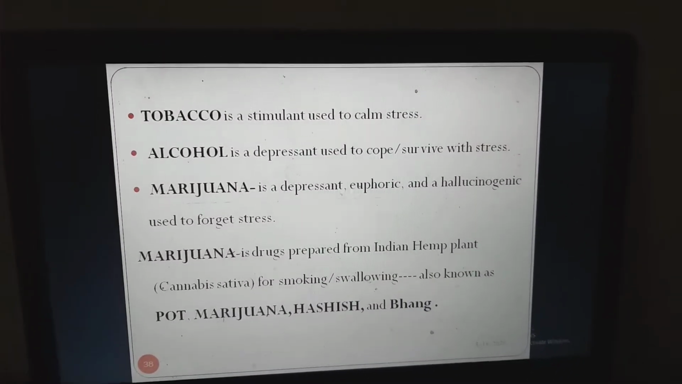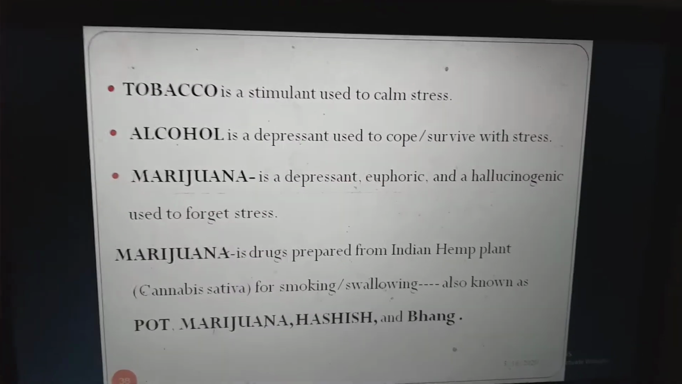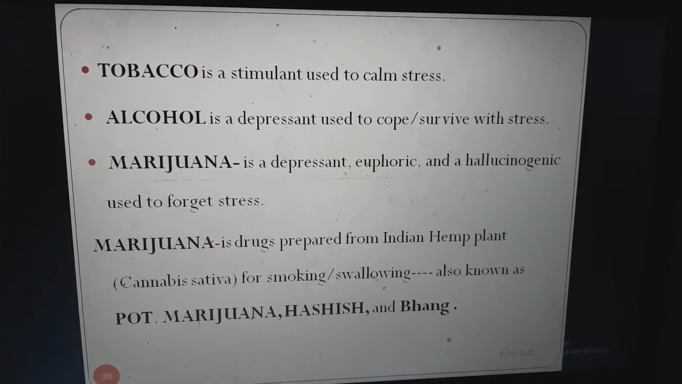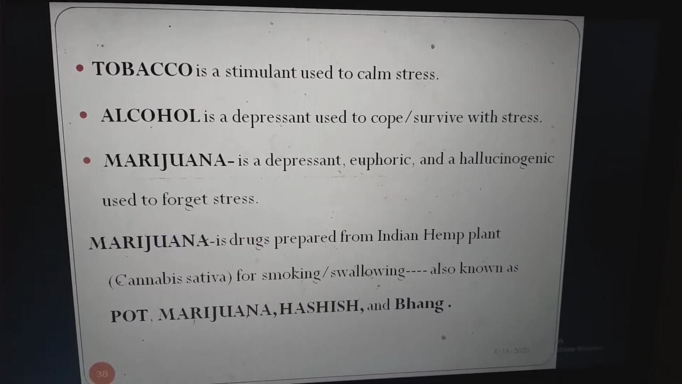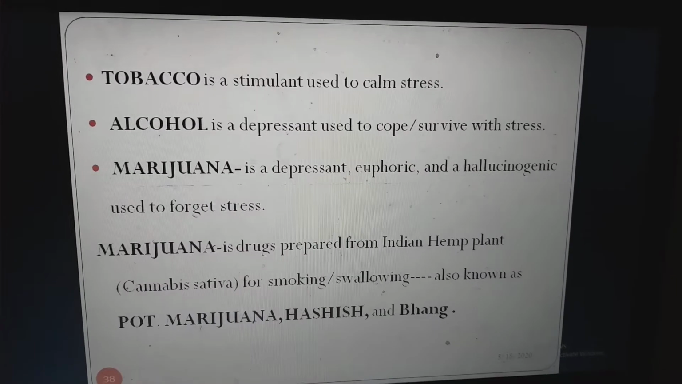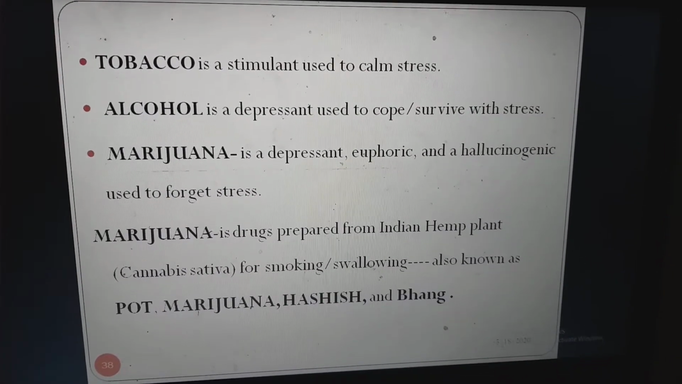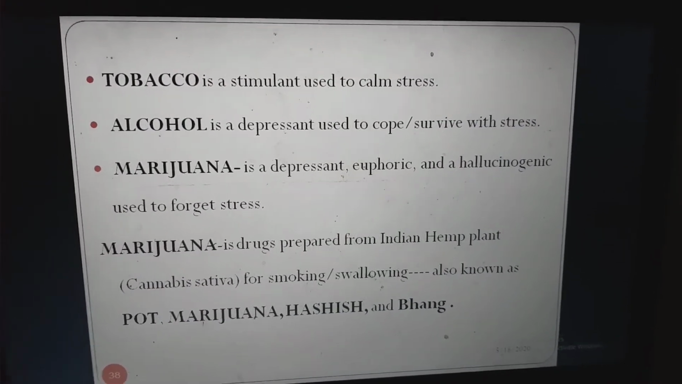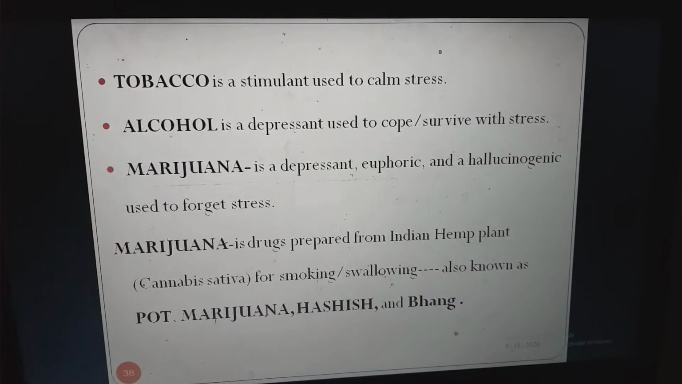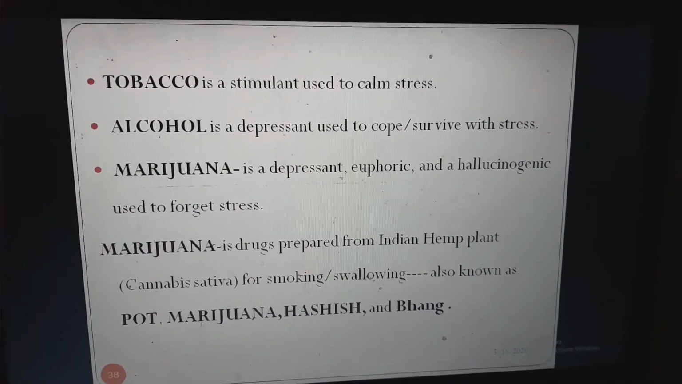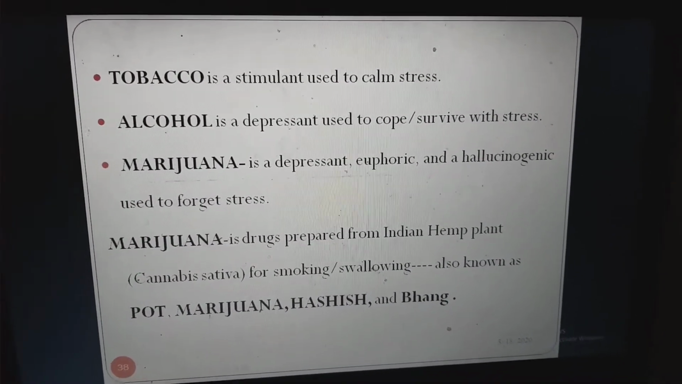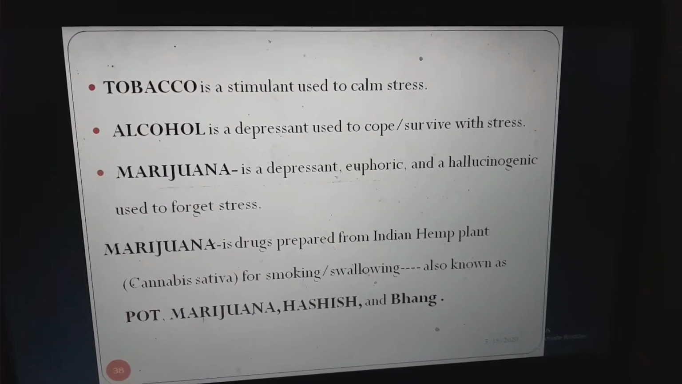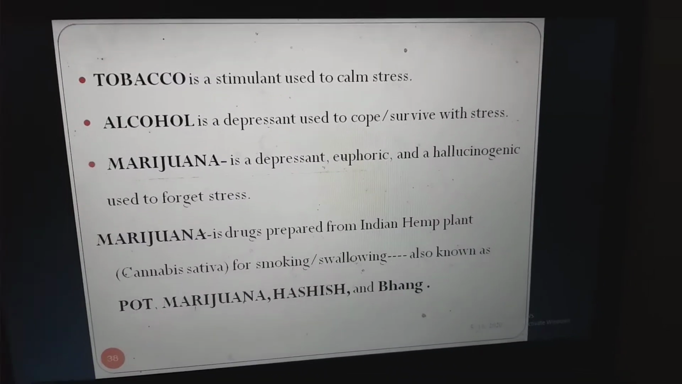Tobacco is a stimulant used to calm stress. Alcohol is a depressant used to cope with stress. Marijuana is a depressant, euphoric, and hallucinogenic used to forget stress. Marijuana, don't forget, is a drug prepared from Indian hemp plants. It is mostly used for smoking or swallowing, also known as pot in some areas. In some areas, marijuana; in some areas, hashish; and in some areas, it's named bang.